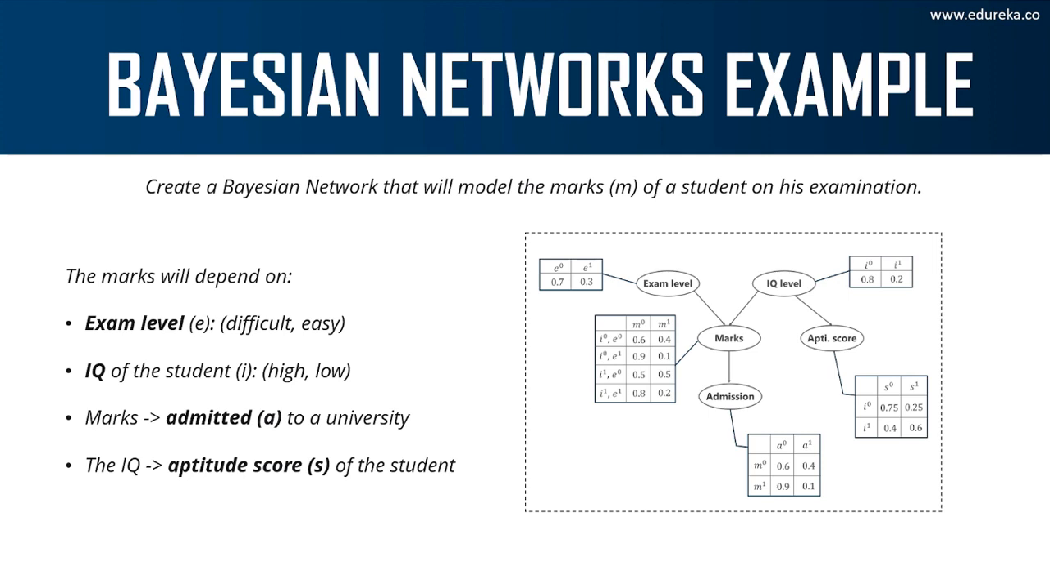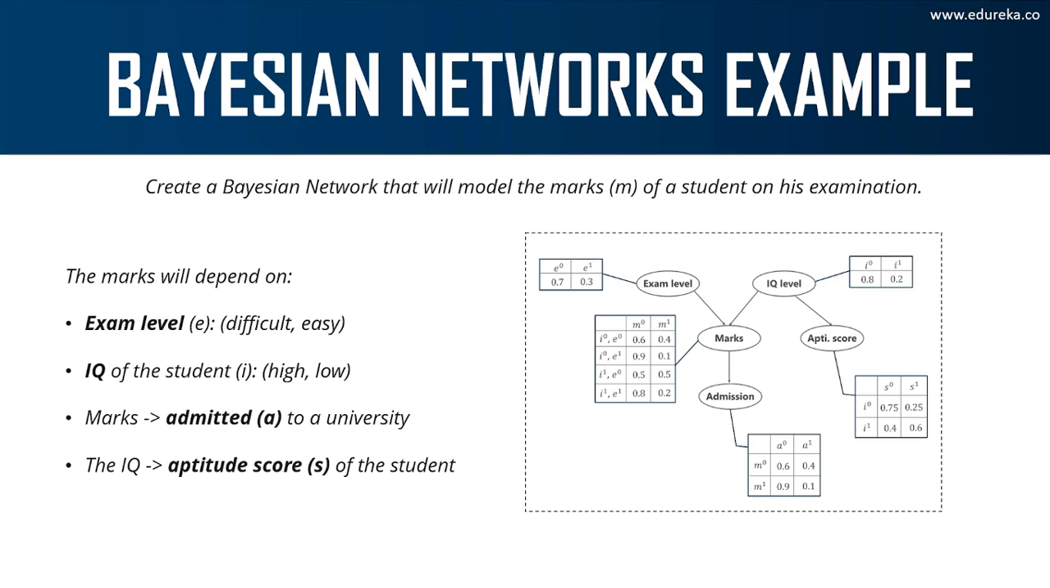Now, the marks will in turn predict whether or not a student will get admitted into a university. This admission into a university is represented by a variable A. So the probability of a person getting admitted into a university will depend on his marks. That's why there is a direct link from marks to admission. An additional note that we have added here is that the IQ will also predict the aptitude score of the student, meaning that your aptitude score is dependent on your IQ level.